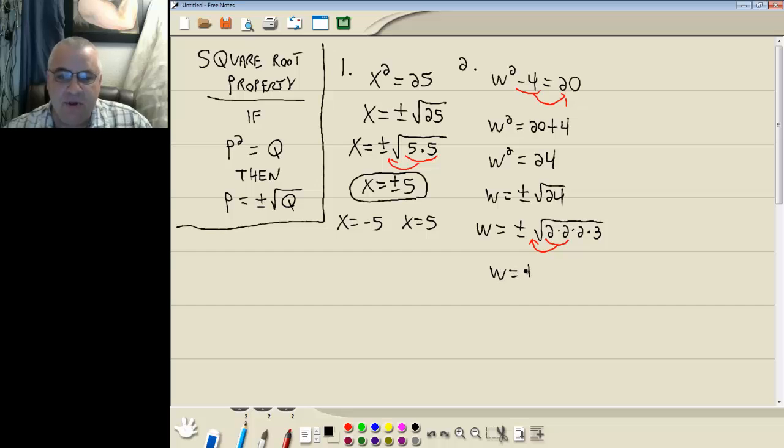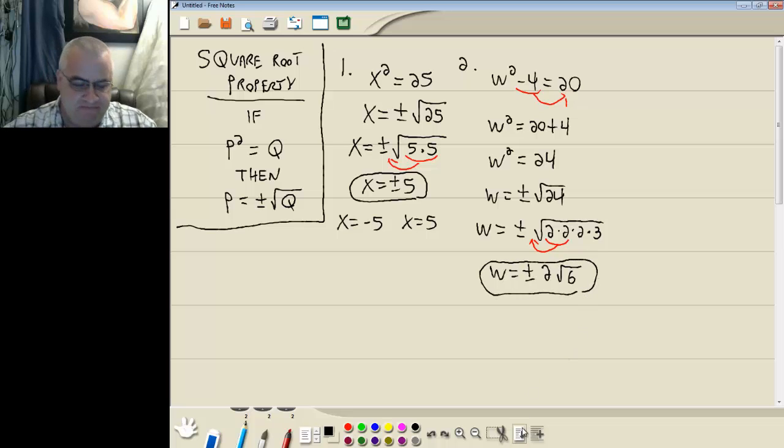So we got w is equal to plus or minus 2. And we got a 2 and 3 left inside, and again, we have to have pairs of them to bring them out, so all we'll do is multiply those together. 2 times 3 is 6. So our answer is w is equal to plus or minus 2 square root of 6.